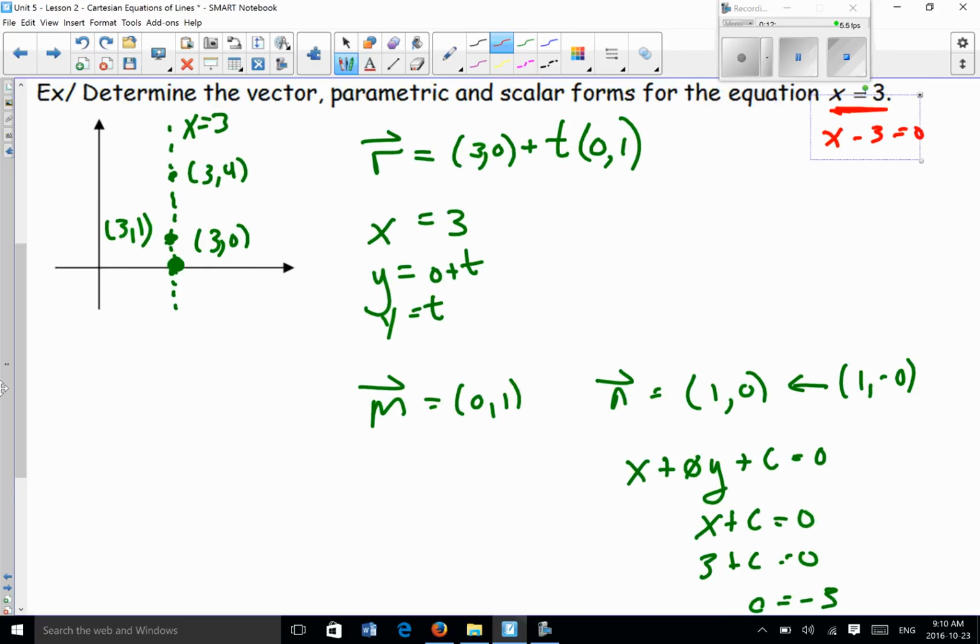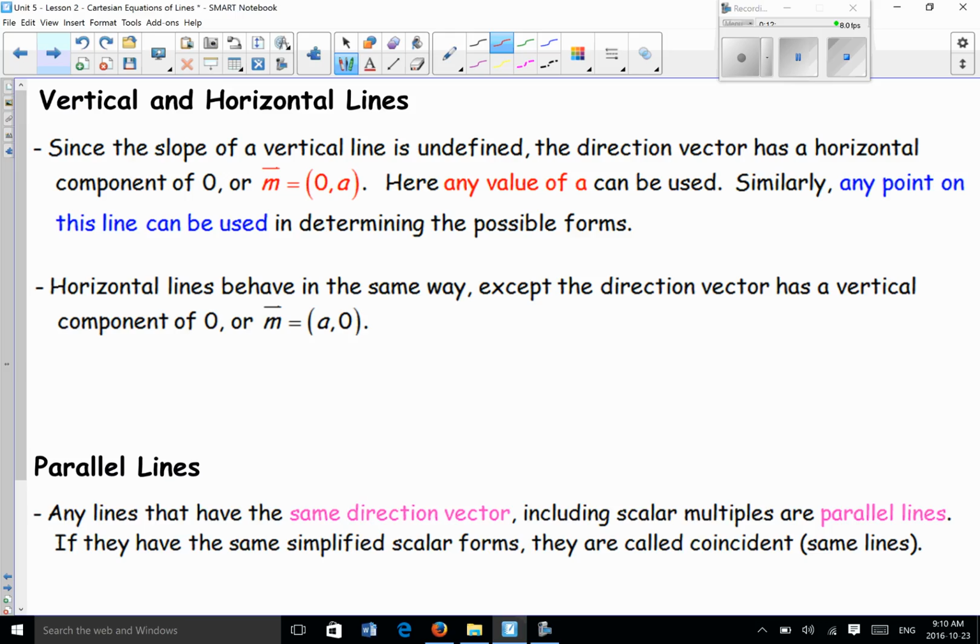I'd say no. As soon as you see you have a horizontal or a vertical equation, the only thing to do to put it in standard form is to bring the one number over to the other side. Okay, so vertical, horizontal lines, things we just talked about. Since the slope of the vertical line is undefined, the direction has a horizontal component of 0.